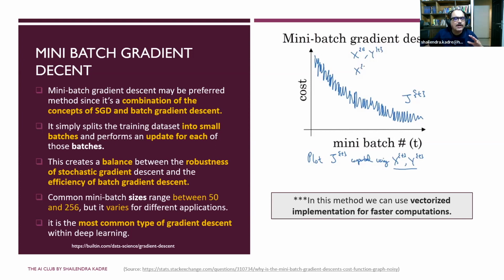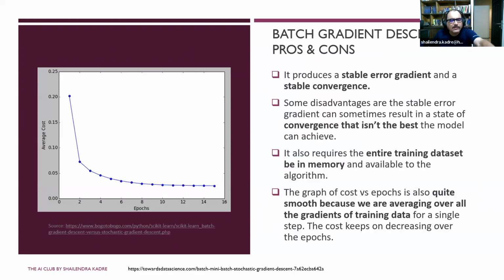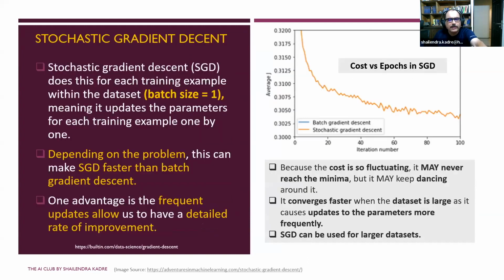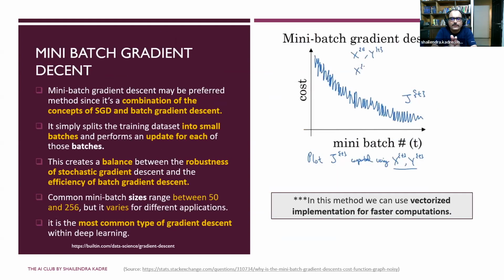So what was the advantage of batch gradient descent? It was very stable; the curve was very smooth. And stochastic gradient descent, what is the advantage? Convergence is very fast, but it is very unstable. So mini batch combines the effect of both. Compared to stochastic gradient descent, in mini batch gradient descent the updates are stable and convergence is also fast.